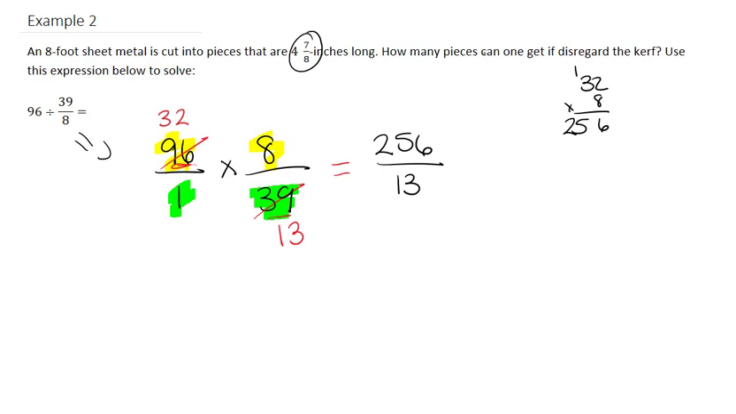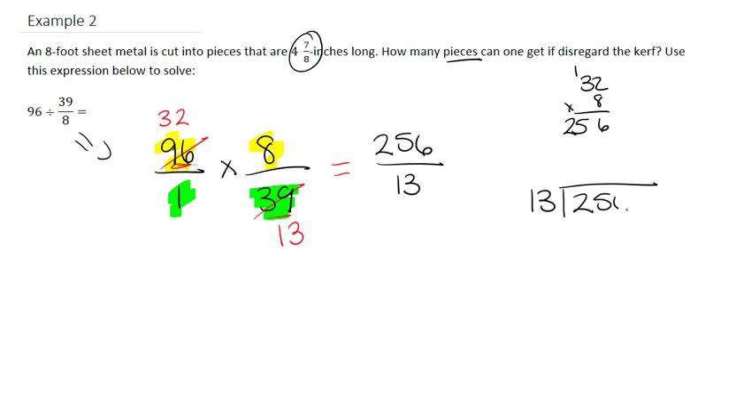But we're going to see how many pieces we can get if we take this 8-foot sheet metal and divide it into pieces that are 4 7/8 inches long. So we need to see how many whole pieces we can get. So now we take 256 and divide it by 13, as our fraction bar represents division, so we can see how many whole pieces there are.